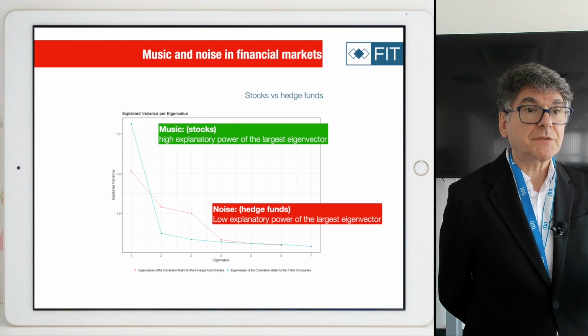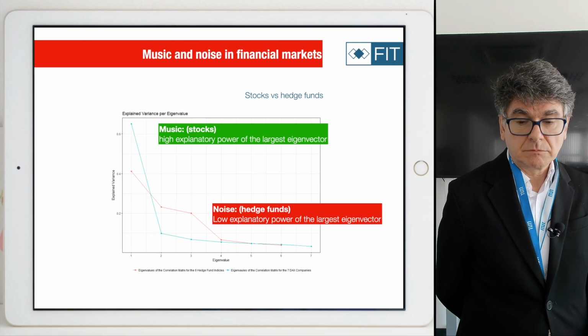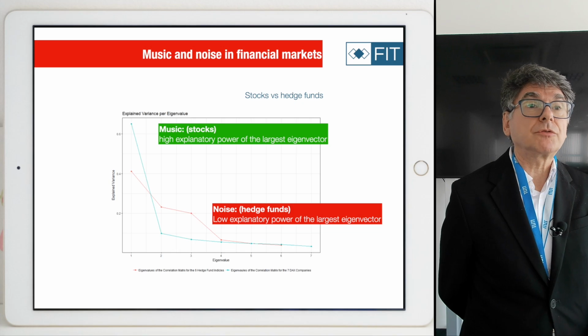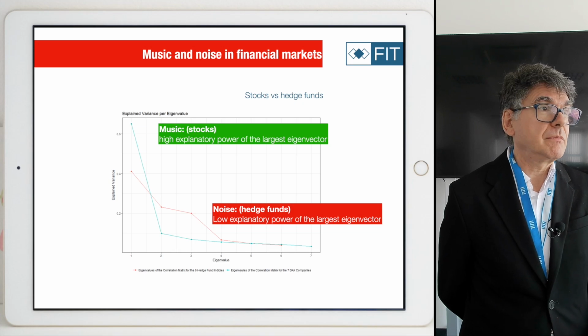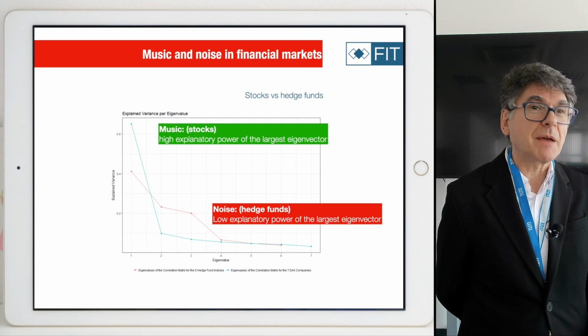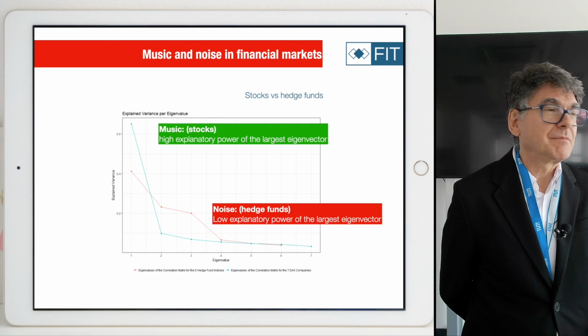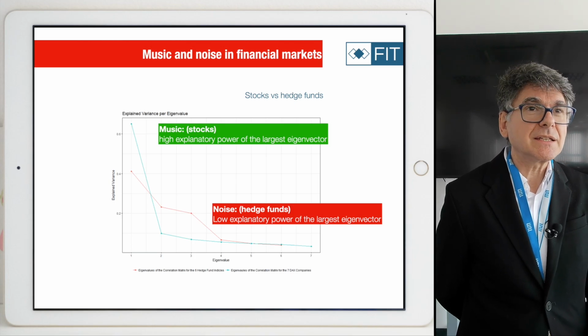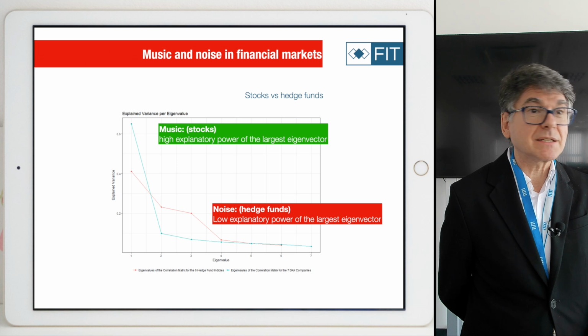And that's why hedge funds, which is what you are, live in the world of noise. The music is too dangerous for them. They need to remove it. They can have directionality, they can have sector biases. It's very difficult.